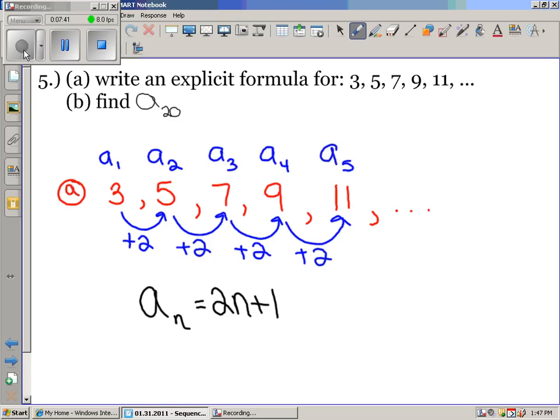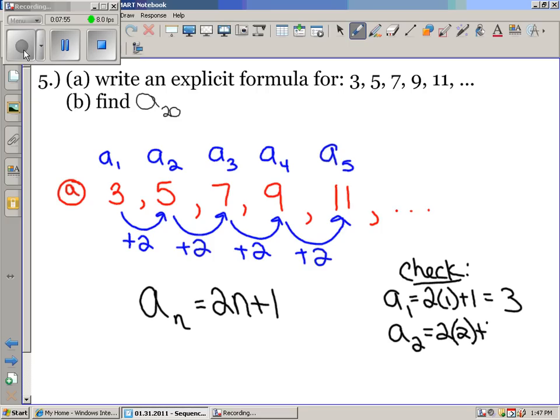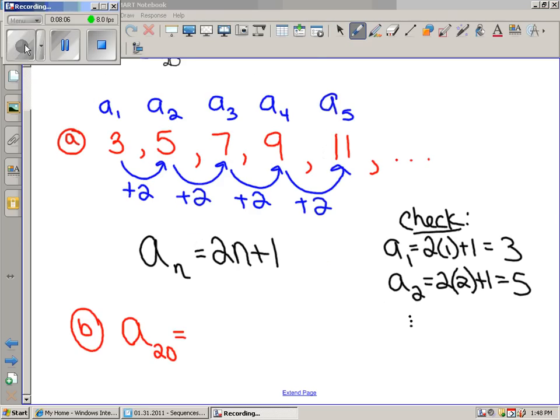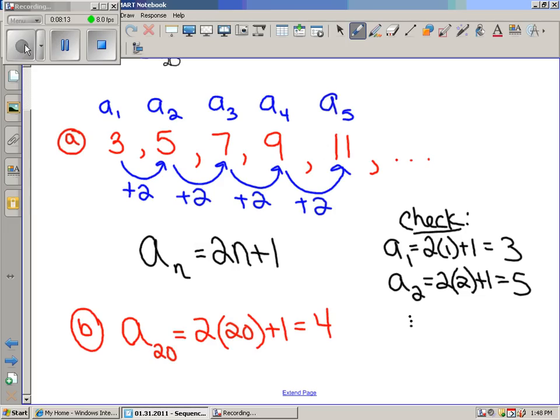Let's check to make sure it works. Yep, that one worked. Let's see if it works again. It worked again. Should we try a third time, or do you believe it works? Okay. All right. Let's use our formula to find the 20th term. So it's going to be 2 times 20 plus 1. And so the 20th term is 41.